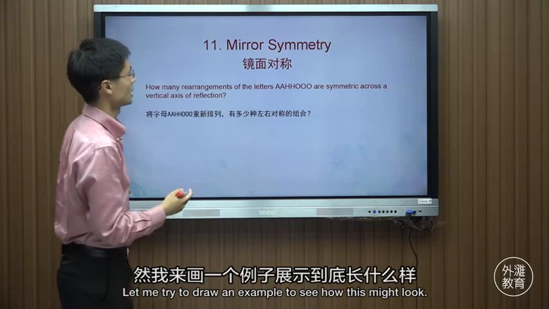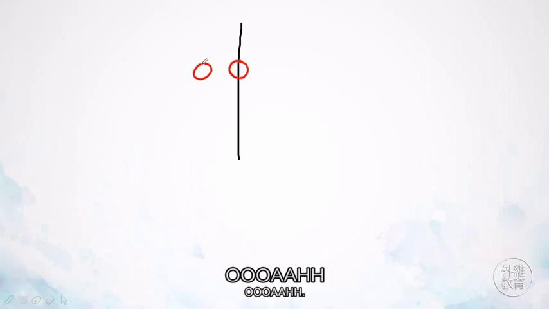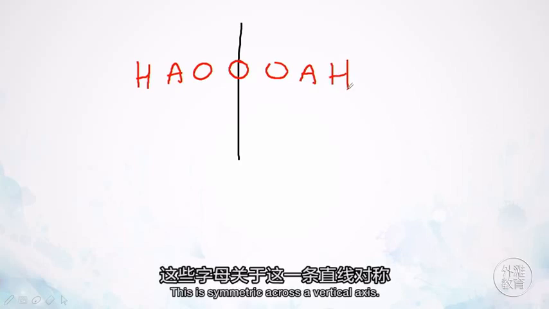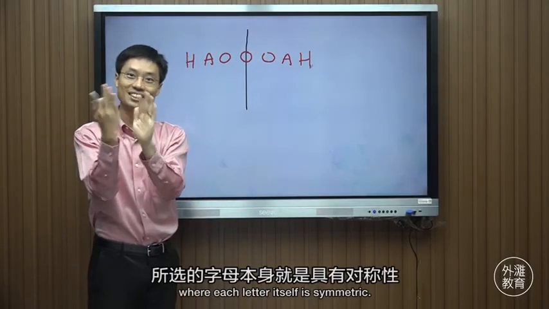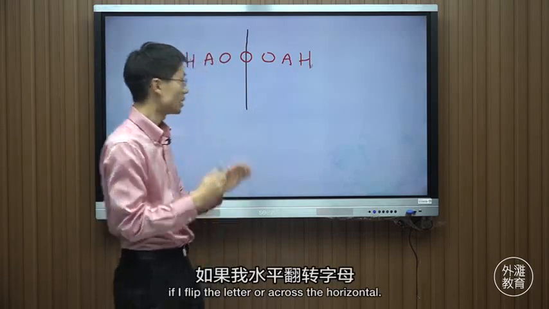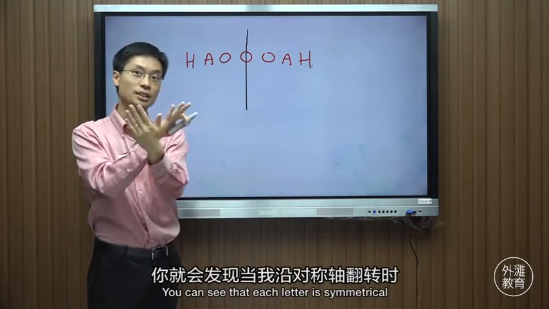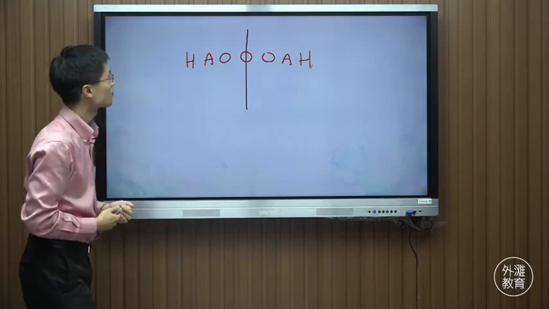Let's maybe try to draw an example of how this might look. Maybe I do this: O, O, O, A, H. This is symmetric across the vertical axis of symmetry. You can see that all of the letters were chosen in a way where each letter itself is symmetric if I flip the letter horizontally. Each letter is symmetrical when I flip it across a vertical axis of symmetry.